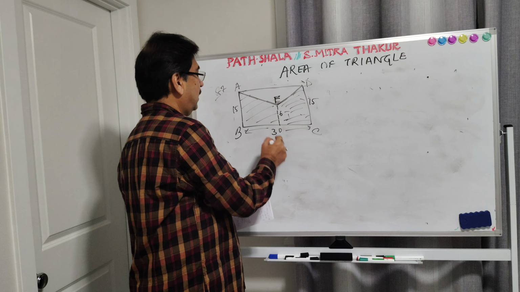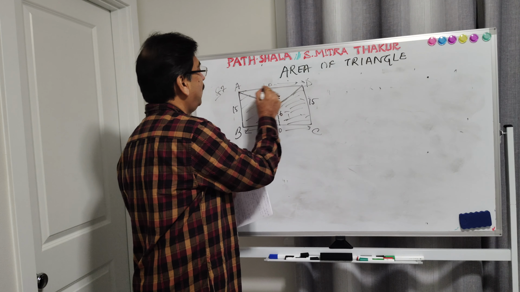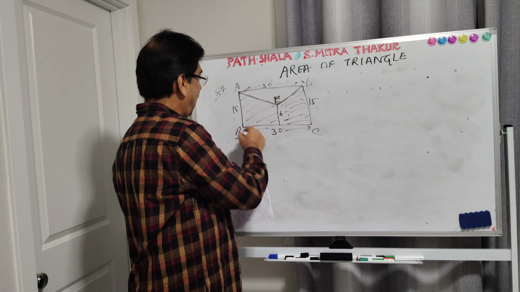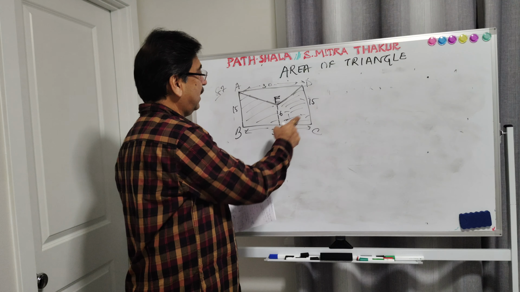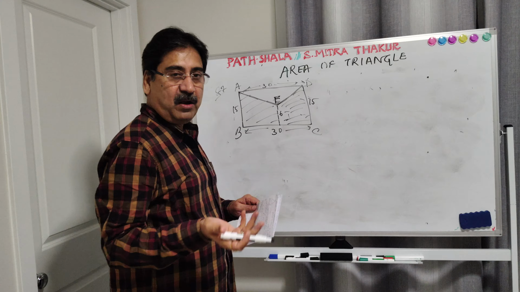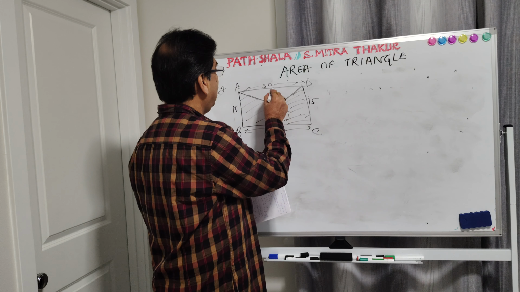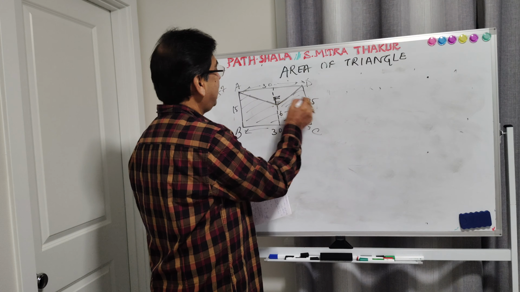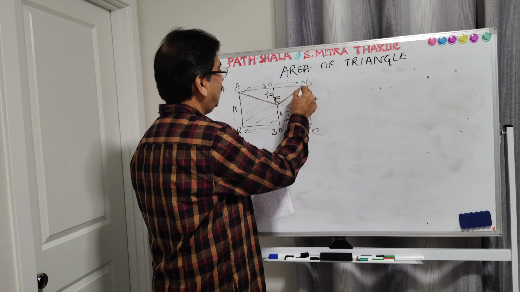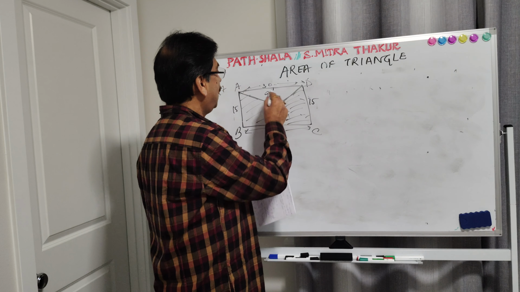So for this, the base is 30. For the rectangle, it is 30 into 15, that is the area I will get. But for the triangle, this is 6 centimeter, so it will be 9 centimeter, because the total is 15 centimeter.